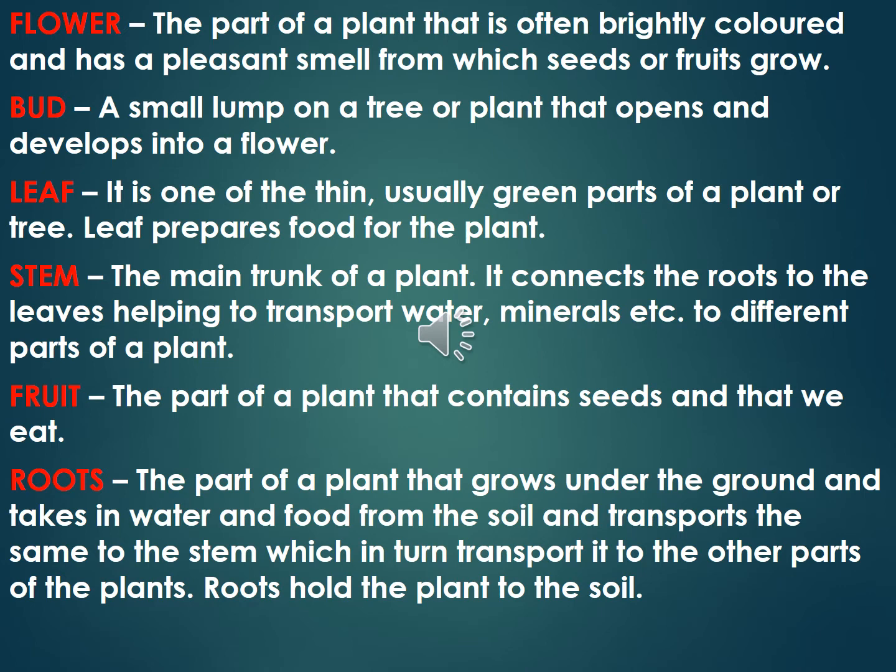For example, take an example of rose. You can see rose, you can locate the rose flower even if you are standing too far from the plant, and the fragrance of rose can attract you also, right? Next is bud, a small lump on a tree or a plant that opens and develops into a flower.